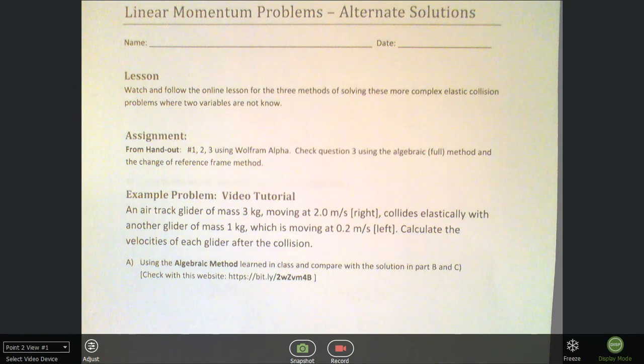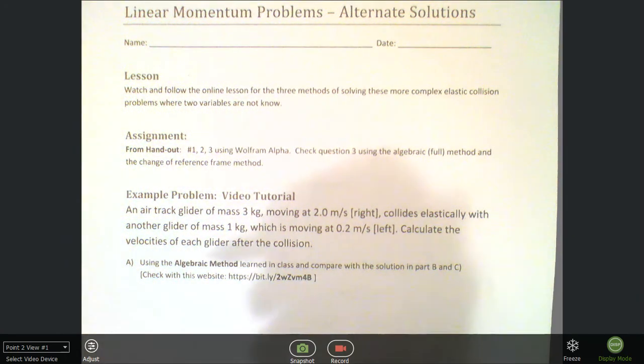One is the long way, sort of the algebraic method, the actual way. Two is using Wolfram Alpha, which will do the algebra for us, and we'll find the intersections that we're looking for. And the third way is using something called a change of reference frame. Now, your key learnings from the other day are going to come in handy about elastic or completely elastic collisions, and we'll see how that comes into play shortly.